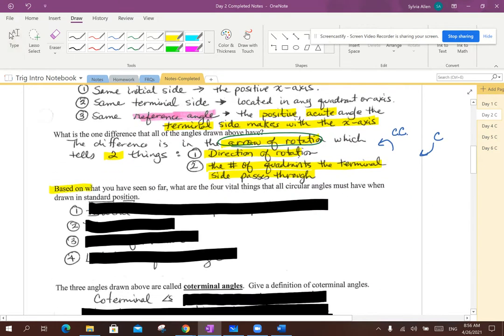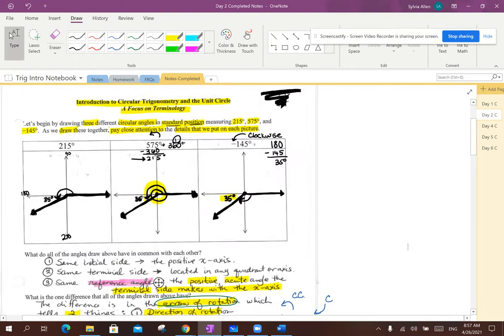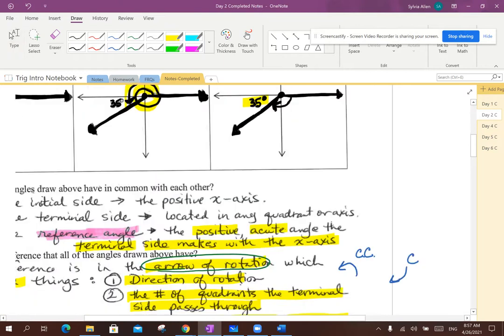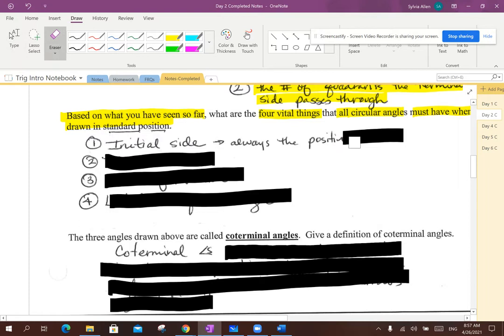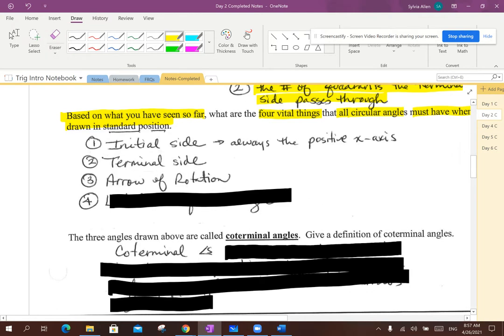All right, so based on what you've seen so far, what are the four vital things that all circular angles must have when you draw them in standard position? See if you can figure out what that is. Okay, so number one, you always have to have an initial side. So it's always going to be the positive x-axis. Always got to have a terminal side. Remember, that's where it ends up. You always have to have the arrow of rotation, and then you need to label any reference angle, right?